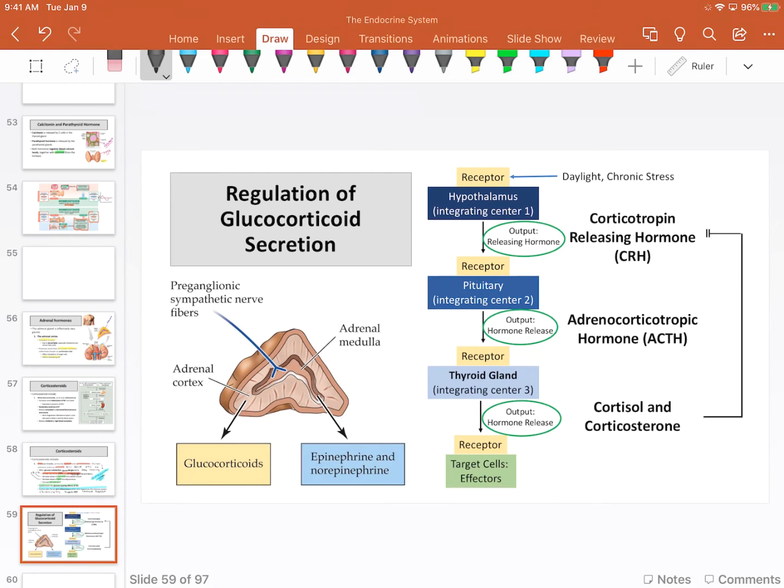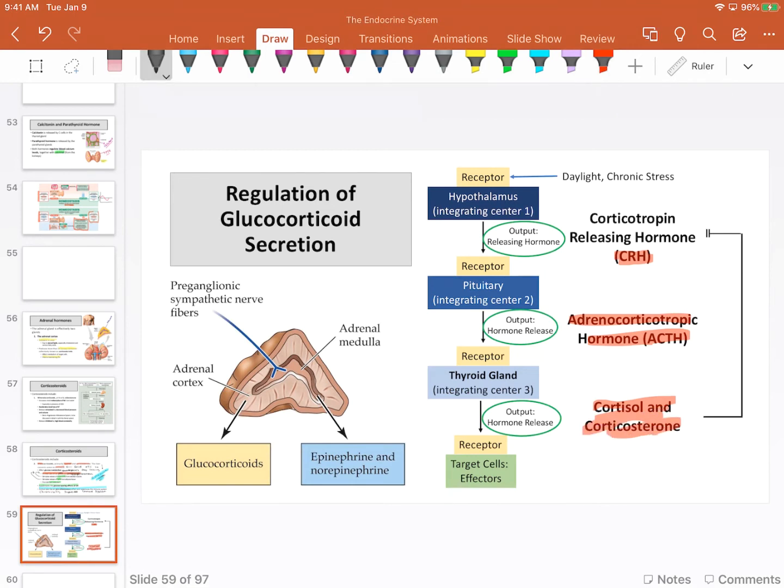But making it a part of your vocabulary and your process, mind the process. Here we have another example of this negative feedback process and how cortisol is going to be controlled. Glucocorticoid secretion from the adrenal cortex is under the control of the CRH that is being released from the hypothalamus. And then that CRH is going to control the release of ACTH from the anterior pituitary. And the anterior pituitary is going to control the release of cortisone.